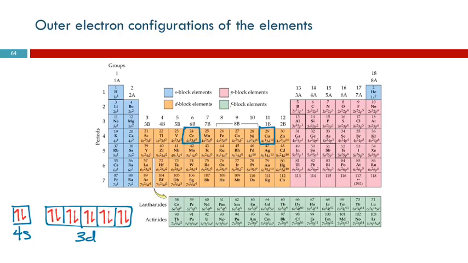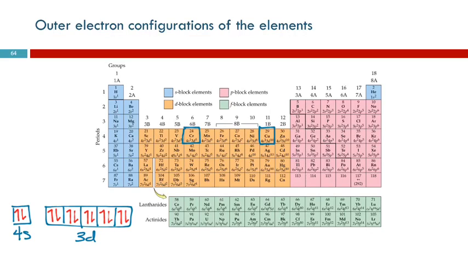Okay, but chromium and copper do weird things because they bump one of the 4s electrons into the 3d to make things either half-filled or completely filled. That's why we say the number of valence electrons for the transition elements is relatively constant. Most of them have 2, but some of them have 1.